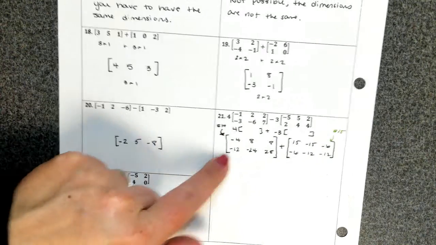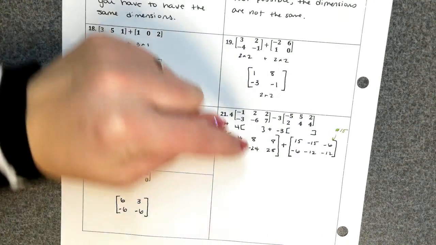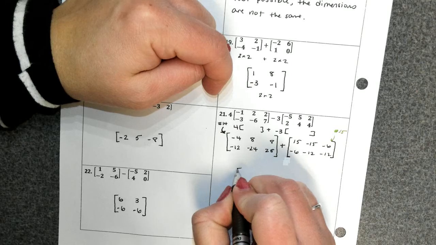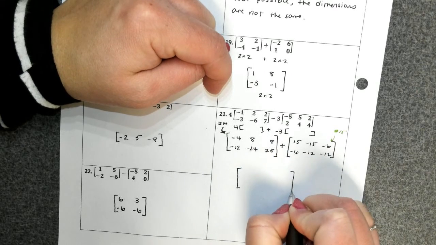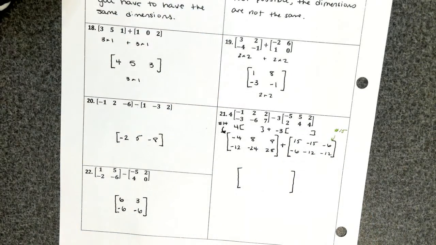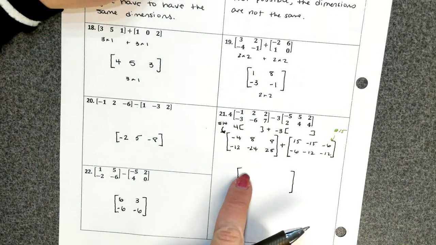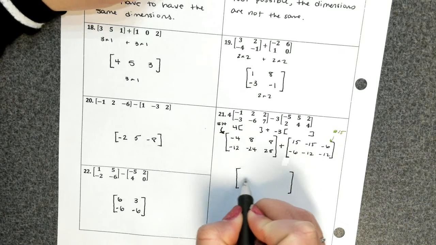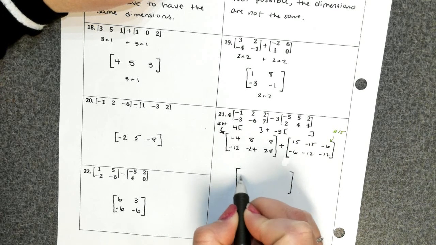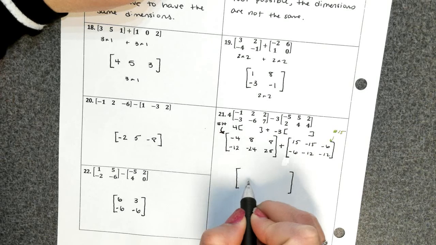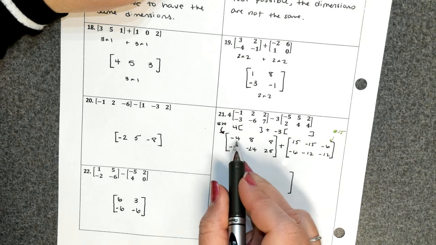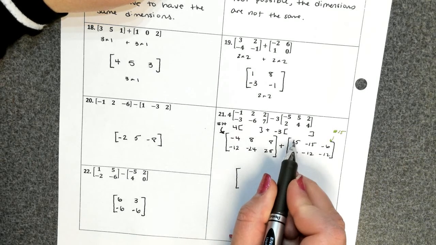Do we know how to add matrices? Yeah, you're just going to add everything in the same spot. So we have a 2 by 2, a 2 by 3, a 2 by 3. Our answer will be a 2 by 3. Number 11, what do I get in this spot here? How do I get this spot? What operation do I do? Negative 4 plus 15, which is? 11.